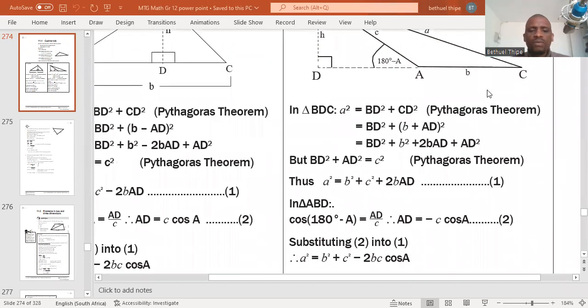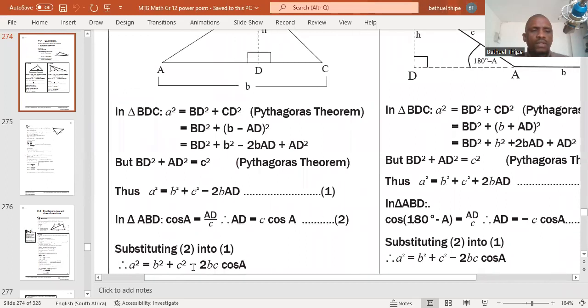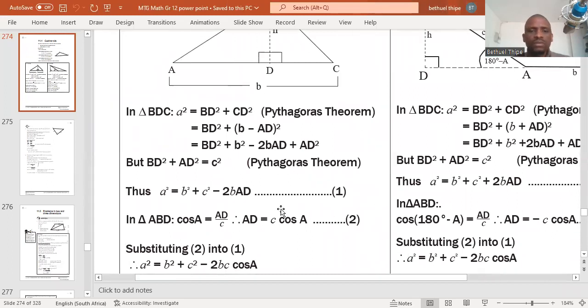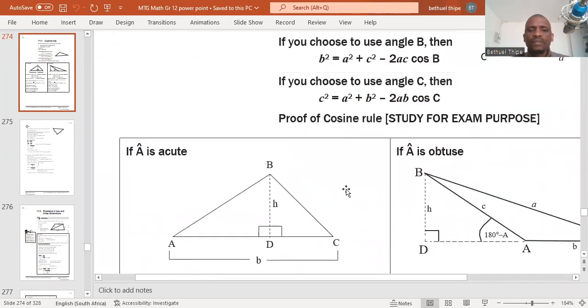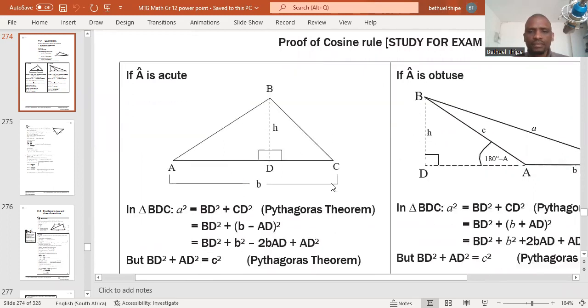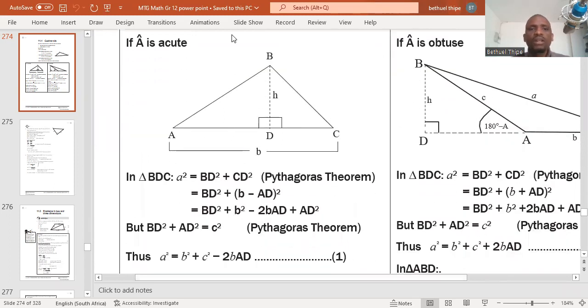Now we want to prove the Cosine rule. Let's see. We have two ways of proving the Cosine rule. I will start with number one, where we consider A as an acute angle, then we prove the Cosine rule. Then we consider A as an obtuse angle, then we prove the Cosine rule. Let me grab a pen here.